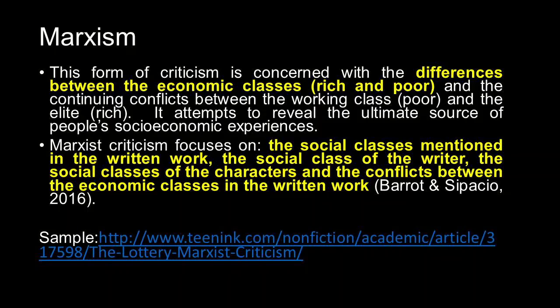So we want to know what are the struggles of the rich, what are the struggles of the poor, and what are the struggles of each other because they coexist. Okay, so how are the poor suffering because of what the rich are doing, and how are the rich affected by what the poor people are doing? Okay, so Marxist criticism focuses on the social classes, and we are going to look at the social class of the writer as well, and the social classes of the characters found in the story or the poem. And for a sample, you have the link down below.